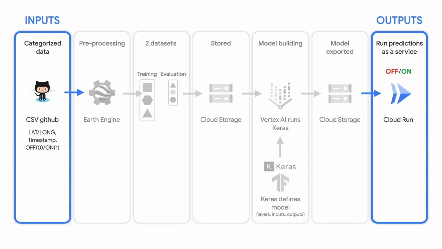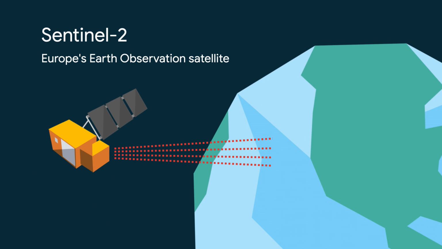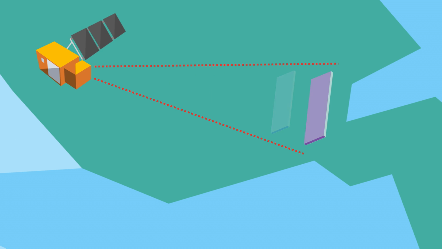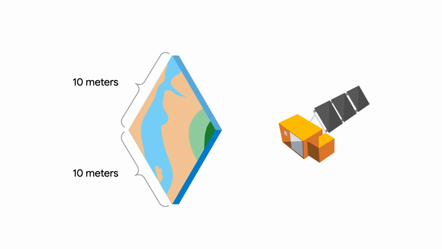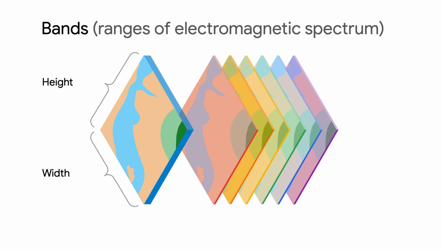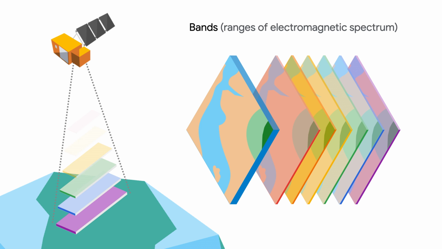Let's start with understanding our inputs and outputs. Our input data comes from Sentinel-2, which is a satellite owned by the European Space Agency. Multispectral images of the entire planet are taken every 10 days since 2015. Every pixel in these images approximately covers a 10 meter by 10 meter area. When working with satellite data, each input image has dimensions of width, height, and bands. Bands are measurements from specific satellite instruments for different ranges of the electromagnetic spectrum.